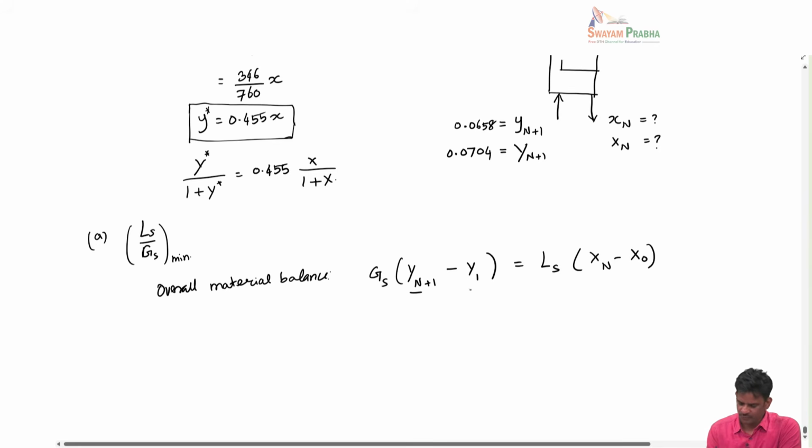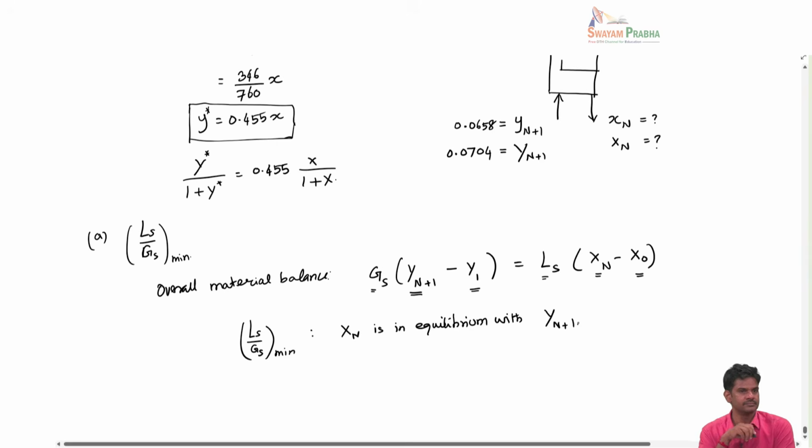We know both of these y values, it's mentioned in the problem. X0 is given as 0 because it's a pure hydrocarbon oil. We do not know xn and we do not know this Ls and Gs. Okay, so in order to find this Ls by Gs minimum, what this means is this xn that is going out is in equilibrium with yn plus 1. Okay, and this would correspond to a minimum Ls by Gs.